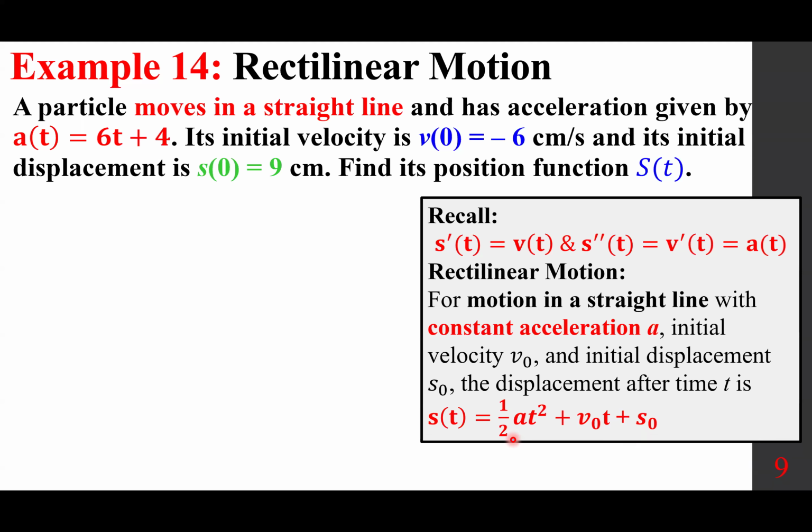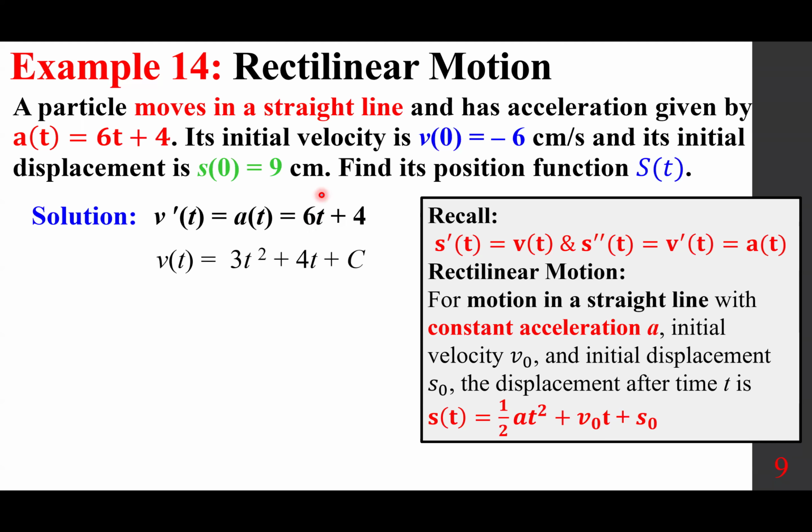So let's look at what is given. a of t is given, and a is v prime. So v would be the antiderivative of this, which is 6 halves. That means 3t squared plus 4t and a constant. Now this is a family of functions, a general solution. V of 0 will help us find the missing C.